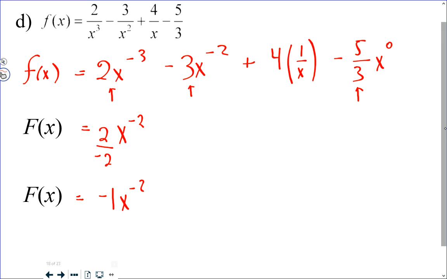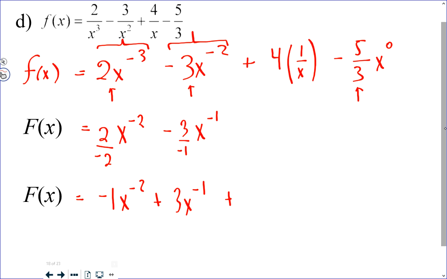And you can see that when you differentiate negative 1 x to the negative 2, you get 2x to the negative 3. Minus, again, you increase the exponent by 1 and divide by the new exponent. This is going to give us plus 3x to the negative 1. And if you differentiate 3x to the negative 1, you will get negative 3x to the negative 2.